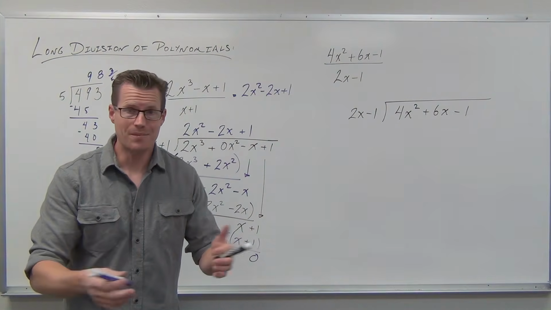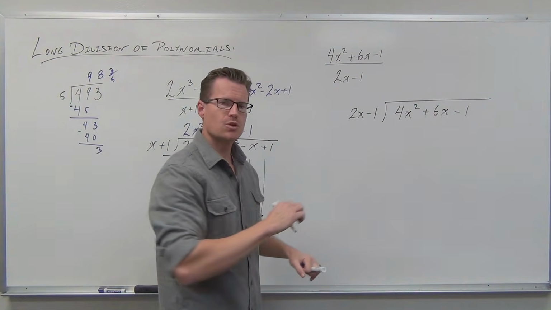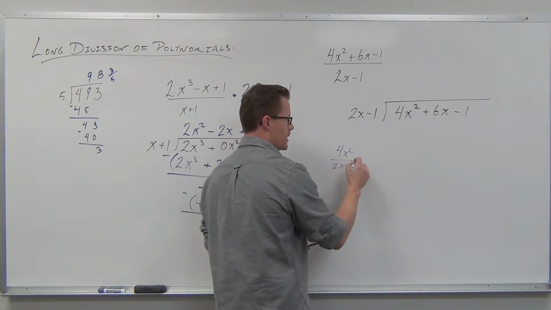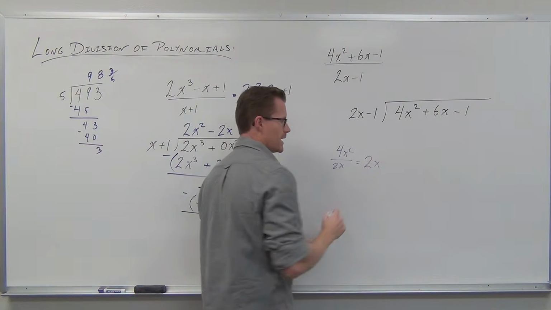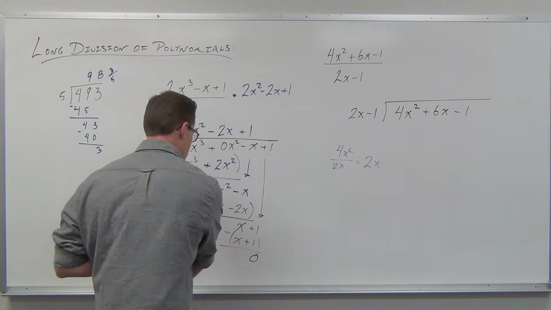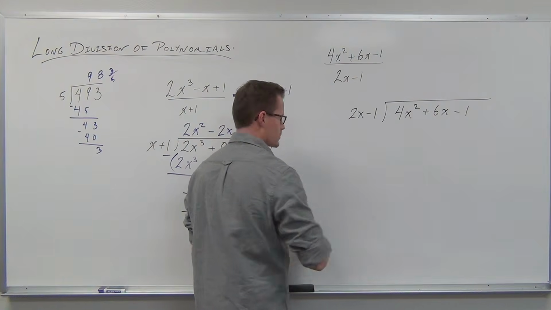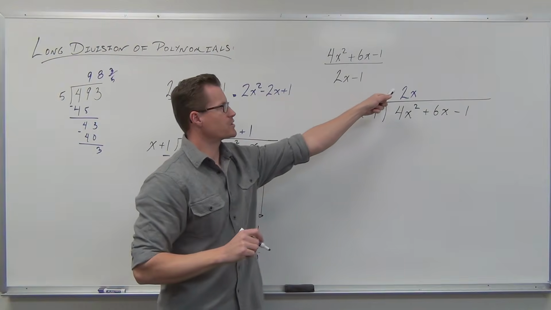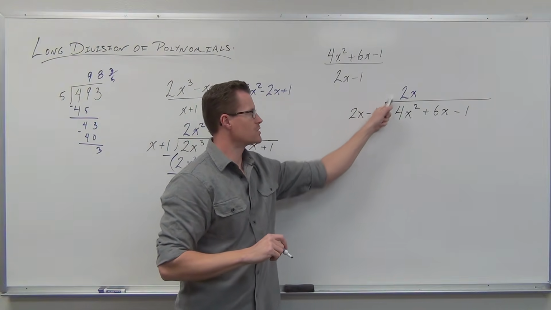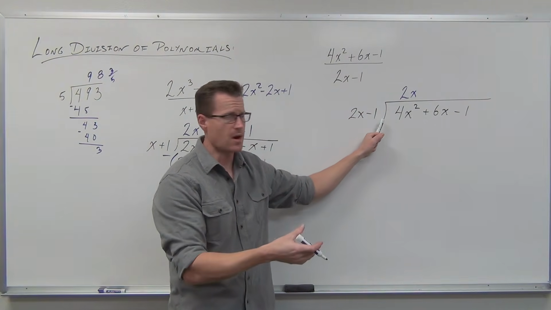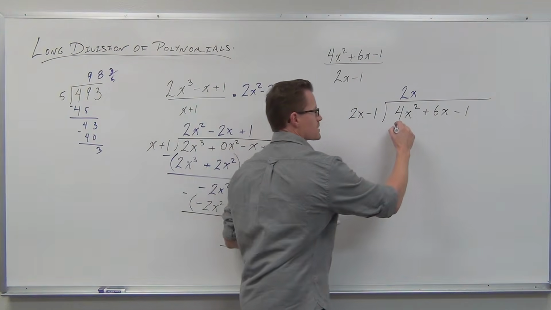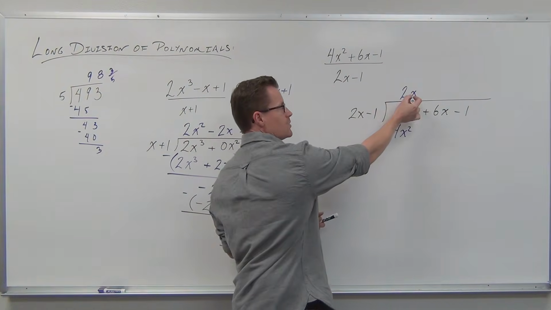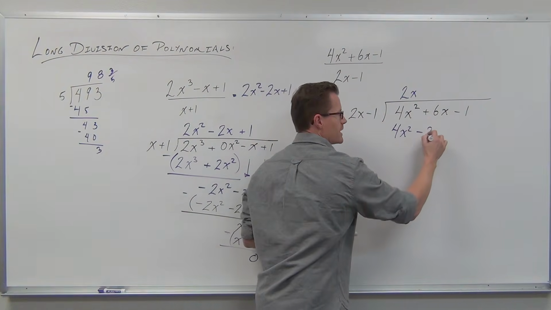Now, no matter what you do, you're just looking at your first two terms. So I would look at 4x squared divided by 2x. That gives me 2x. Yeah, we need to know how to divide. So 2x is what we're going to put right here. When we distribute to every term of the polynomial that we're dividing by, 2x times 2x is 4x squared. Hey, that's identical. That's exactly the way the checker works. 2x times negative 1 is minus 2x.